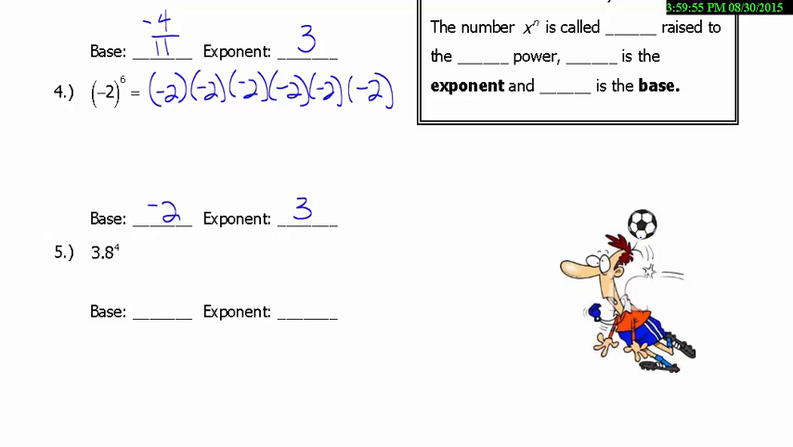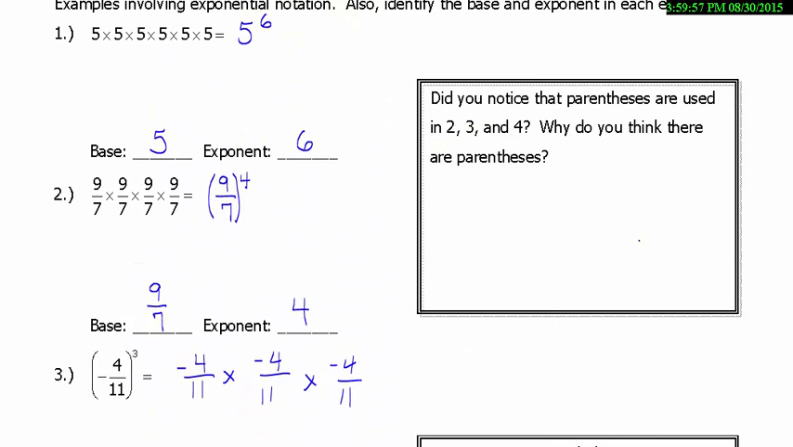Okay, so let's scroll back up here for just a bit. There's a box that says, did you notice that parentheses are used in 2, 3, and 4? Why do you think there are parentheses? Well, number 1 should be obvious because there's just one single number being raised to the 6th power, and we know that number was 5, okay?